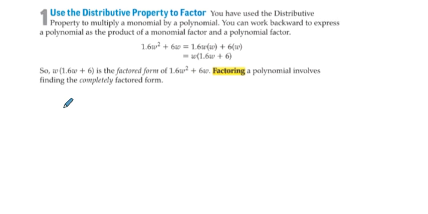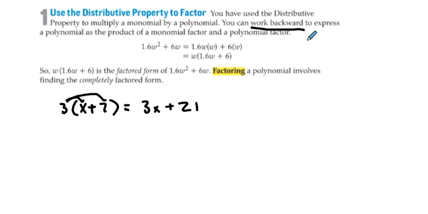What you're used to doing with the distributive property is something like this, where you have 3 times the quantity x plus 7, and then you distribute the 3 both ways, right? And you get 3x plus 21. Positive 3 times x is 3x. Positive 3 times positive 7 is 21. And so what we're going to do is work backwards to express this as a product of a monomial factor and a polynomial factor, all right?